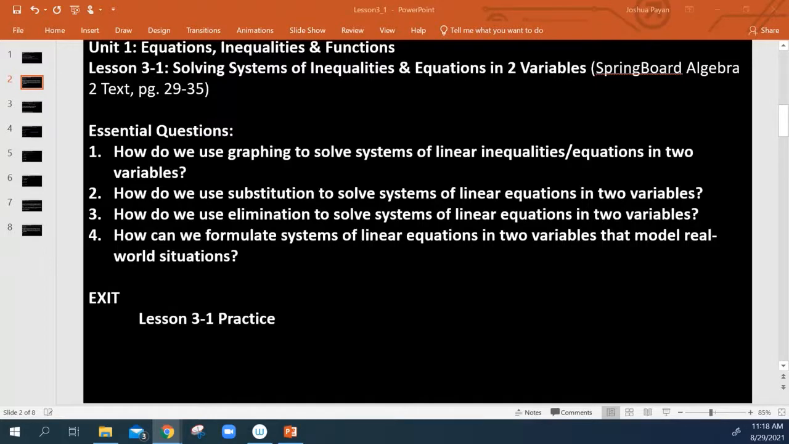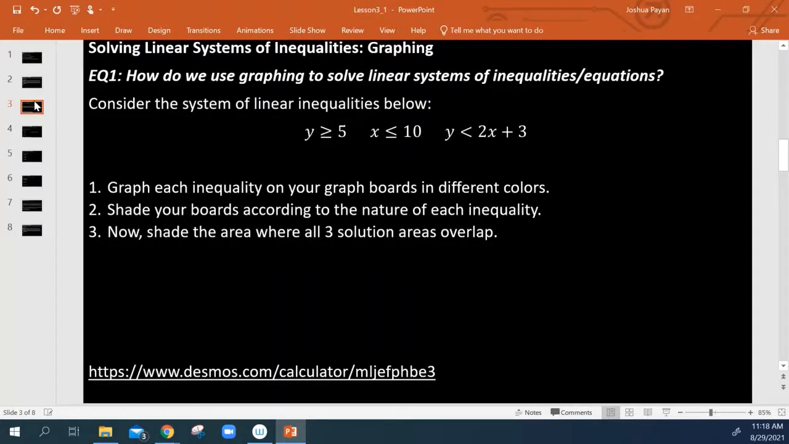So here's our EQs. How are we going to use graphing to solve both linear systems of inequalities and equations? And how do we use substitution and elimination to solve linear systems of equations? And how can we formulate linear systems from real world situations? And we have an interesting situation on this one. Okay, so first things first.